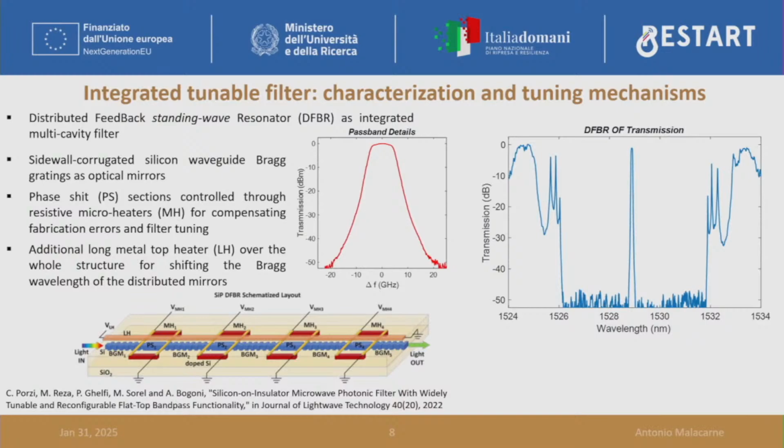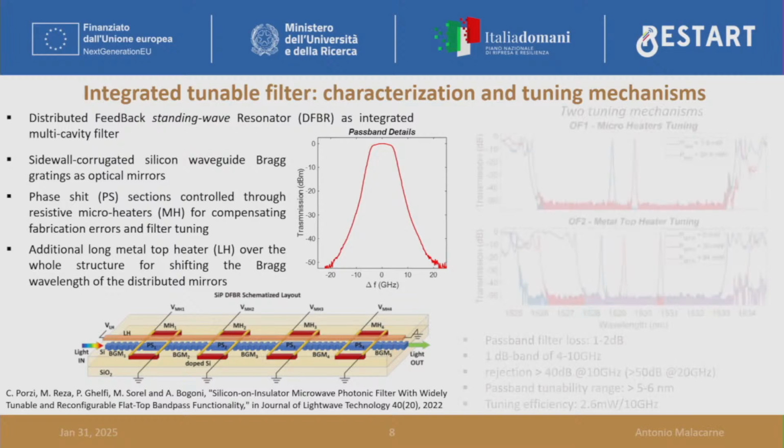So the core of the PIC is this optical bandpass filter that has been realized through a distributed feedback resonator. So we basically cascade the Fabry-Perot cavities. In each cavity, the mirrors are realized through Bragg gratings, which are sidewall corrugated silicon waveguide sections. In between each pair of mirrors, we placed a thermally tunable phase shift section. And then, properly tuning these microheaters, we can shape and tailor the bandpass response in between a wide stop band region, that is the mirror response, basically.